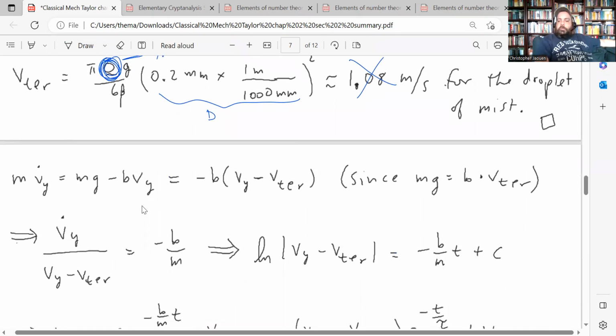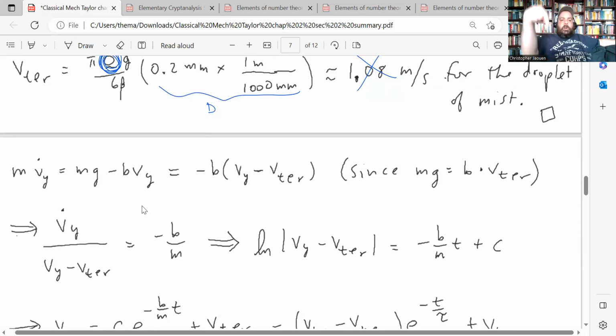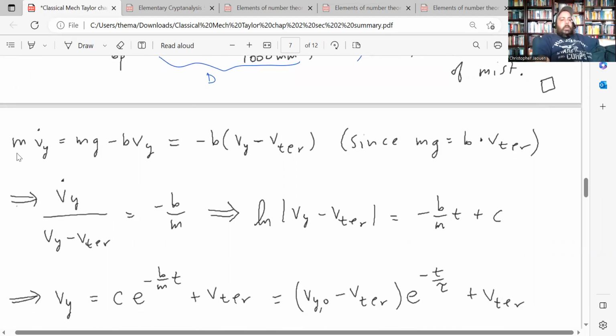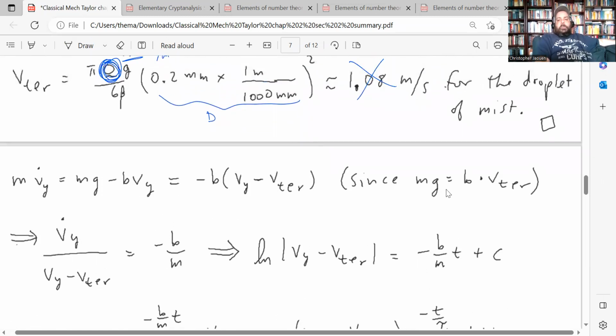Okay, and then going on to deriving the formula for just vertical motion. So again, we're assuming that the particle or whatever it is is simply moving in the vertical direction. So there's no horizontal motion to take care of, and we're assuming that downward is the positive direction. All right, so then you get this equation. We can rewrite mg minus b vy as negative b times vy minus v terminal. And that's because mg over b is equal to v terminal. So in other words, mg is equal to b times v terminal.